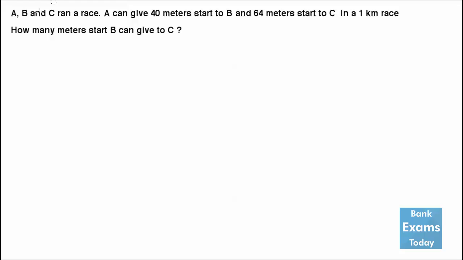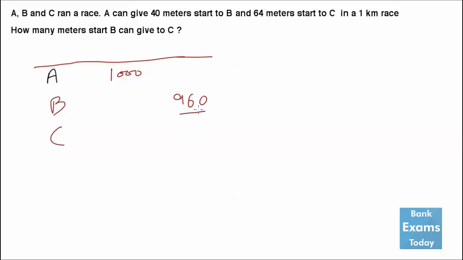So first of all, I'll write it as A, B, C. There are these three competitors. When A ran for 1000 meters, B ran for 960 meters. So he gave a 40-meter start to B. And when A ran for 1000 meters, he gave 64-meter start to C.